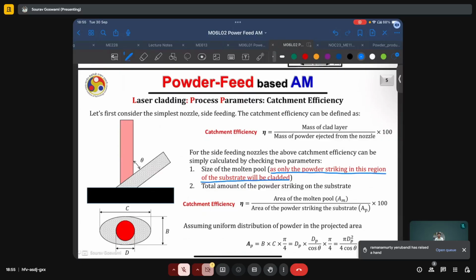And typically the distribution of powder particles inside this powder beam will be of a Gaussian nature, but just for simplification if we assume a uniform distribution, then the area of powder striking the substrate can be found very easily, as it is the area of the ellipse with minor axis B and major axis C. You know that if the diameter of this beam of particles is dp, its projection on the surface will be dp by cos theta, and so the area of this ellipse will be pi by 4 dp squared by cos theta.